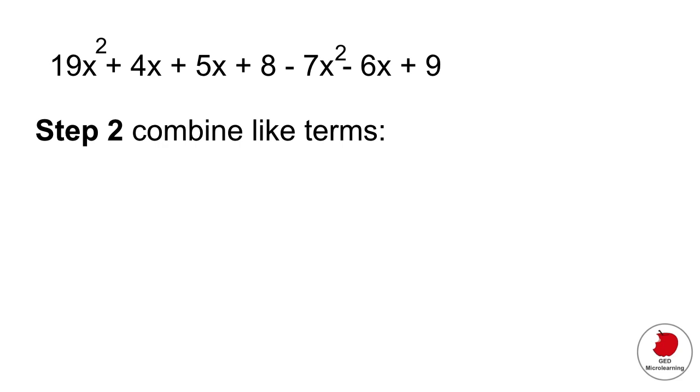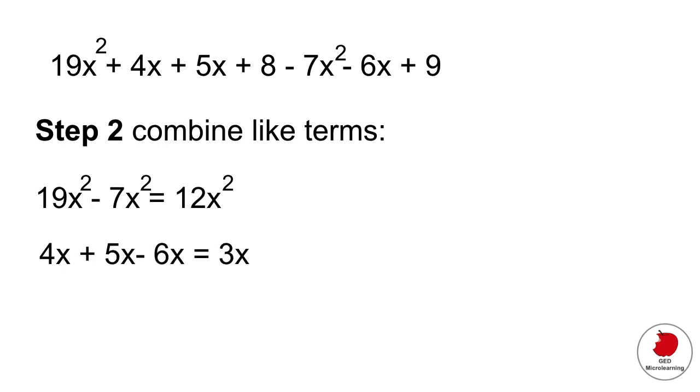Now, what you want to do next is obviously you cannot add all these terms as they are right now. So what you have to do is combine like terms. What does that mean? It means that you have to add all of the numbers that have an x squared together. Then you add all the numbers that have an x, and then you add all the whole numbers. We'll start with the numbers that have an x squared attached to them. So 19x squared minus 7x squared would give you 12x squared.